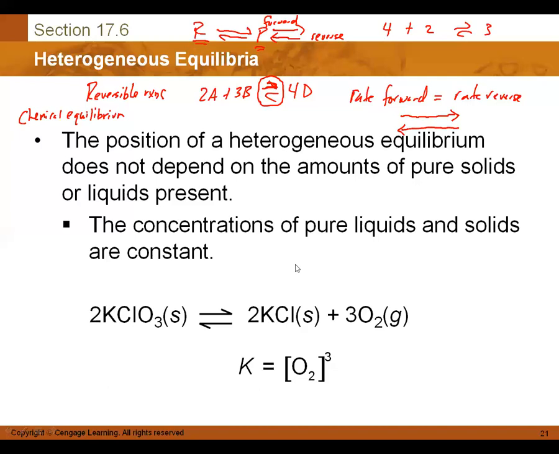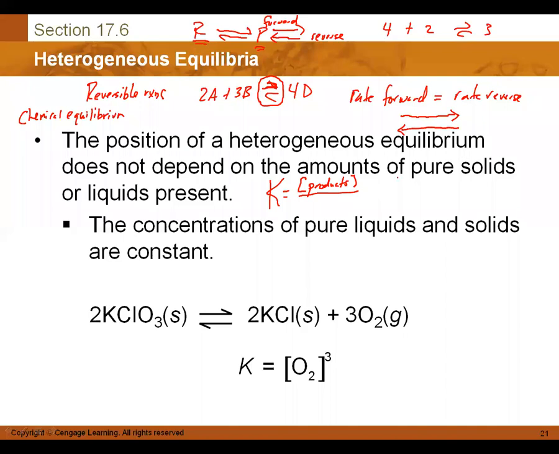Now, one way that we express equilibrium is through capital K, which is the equilibrium constant. The equilibrium constant, K, is a constant value for a particular reaction, specifically how that reaction is written, and also specific for the temperature at which that reaction takes place. The way we typically calculate it is to take the concentration of our products divided by the concentration of our reactants.